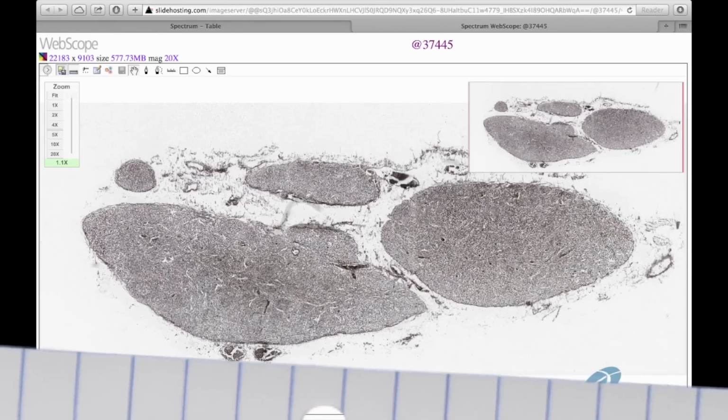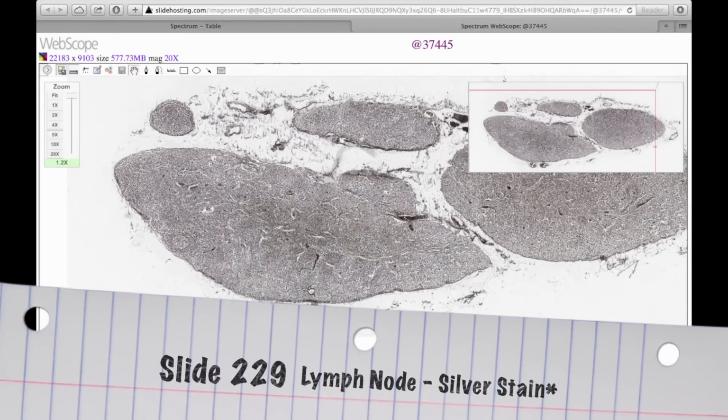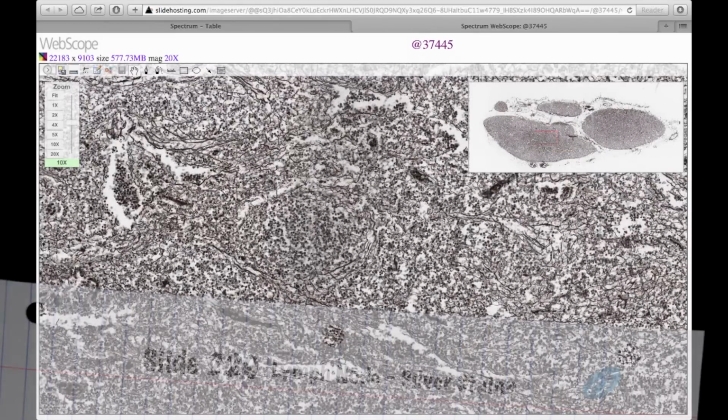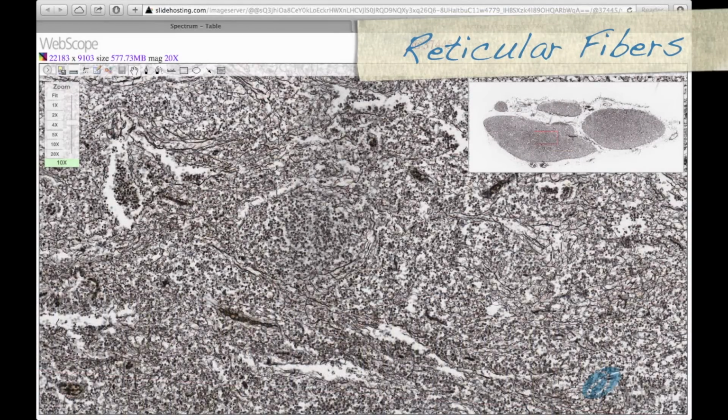We are now revisiting slide 229, which is a lymph node stained with silver. Again, the purpose of this slide is to identify the reticular fibers found throughout the lymph node here. Remember, reticular fibers are important for maintaining the structure of the lymph node.